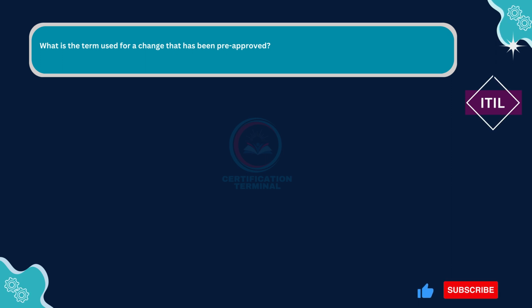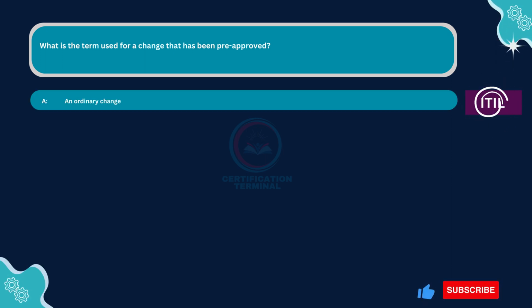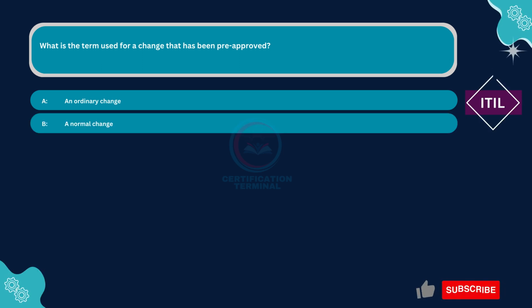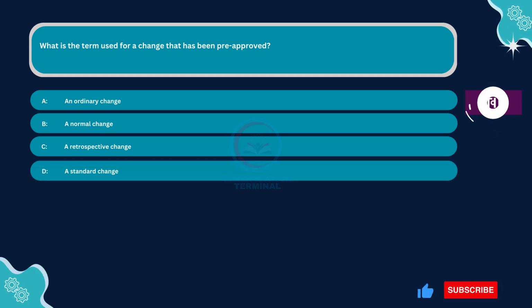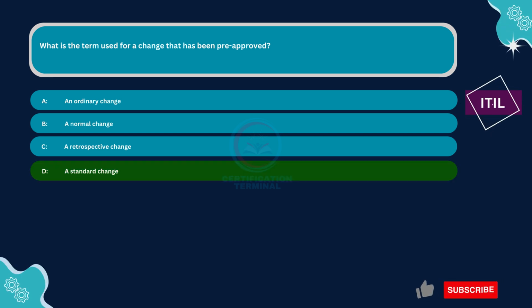Next question. What is the term used for a change that has been pre-approved? Option A, an ordinary change. Option B, a normal change. Option C, a retrospective change. Option D, a standard change. The correct answer is Option D, a standard change.